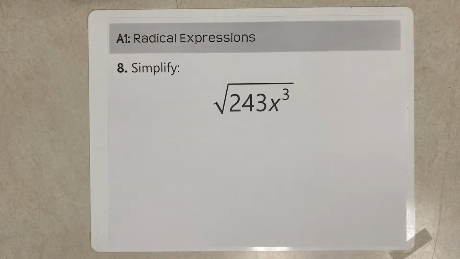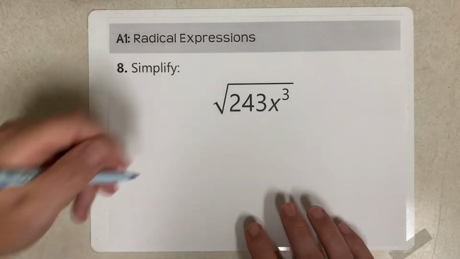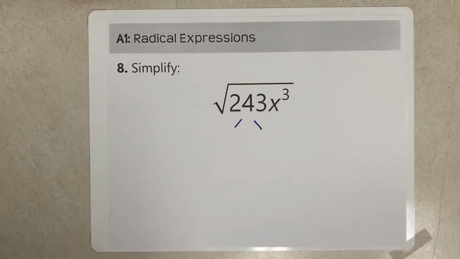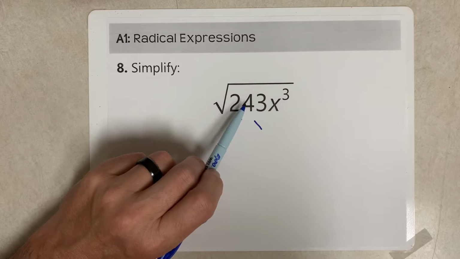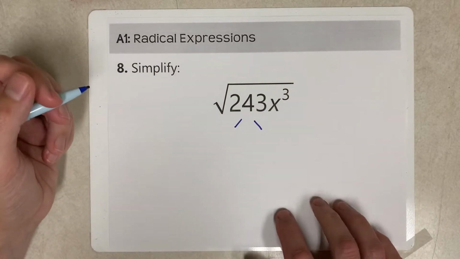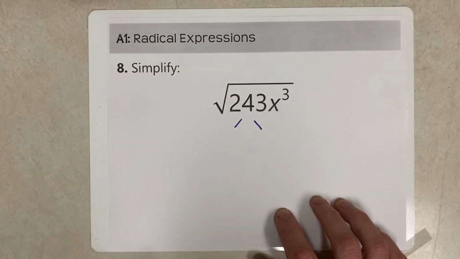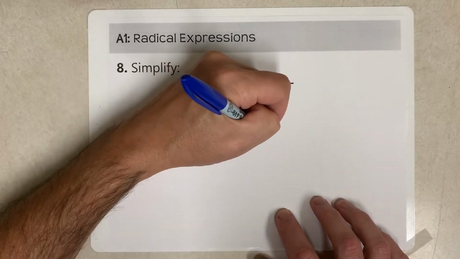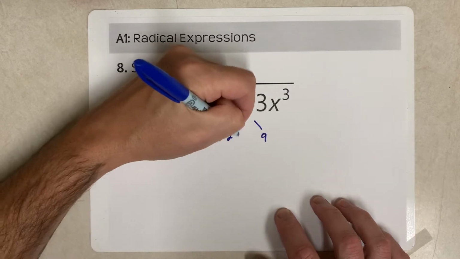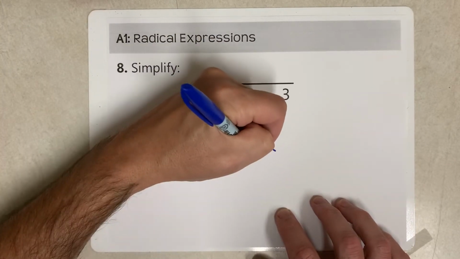Okay, 243x cubed. So we got to break down 243. And so you take 243 and you start to try and figure out, well, what goes into 243? Well, let's add them all up. 4, 5, 6, 7, 8, 9. If you add up all the digits, it's a multiple of 9, the sum of all the digits. So I'm thinking that we could probably divide it by 9. So if we take 243 and divide it by 9, we're going to get 27. Okay, 9 breaks down into 3 times 3.